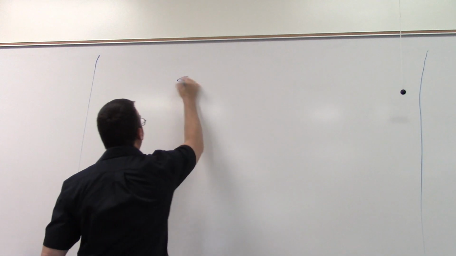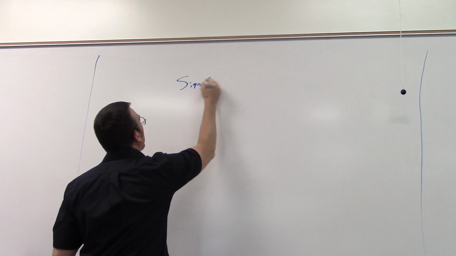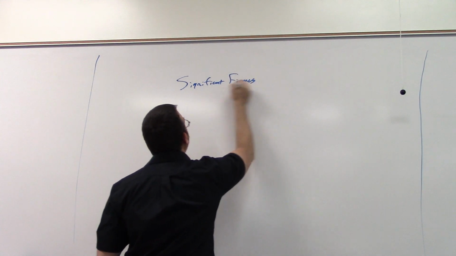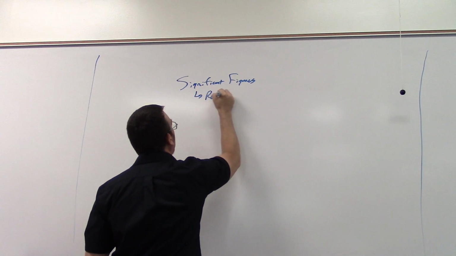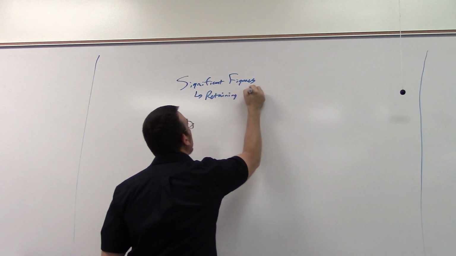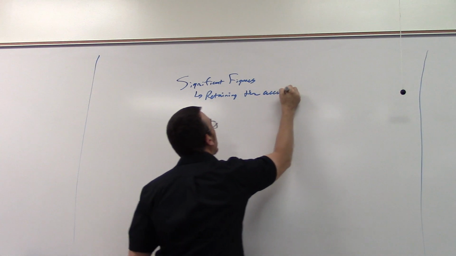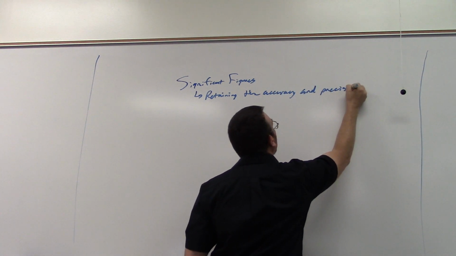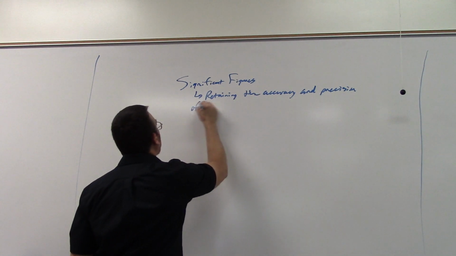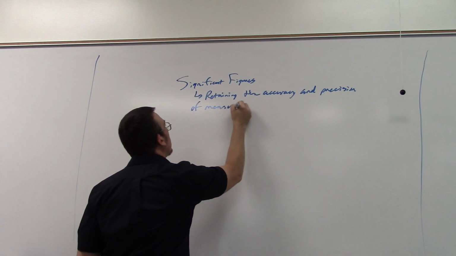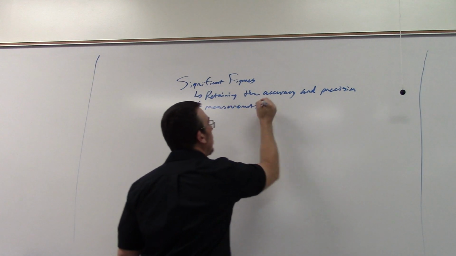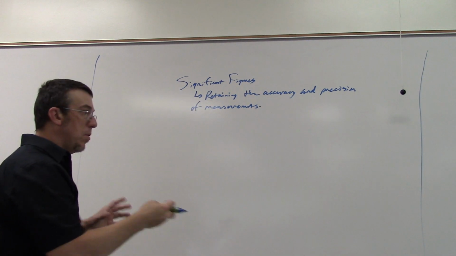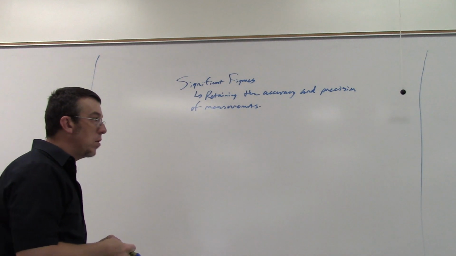So when we talk about significant figures, all right, what it is, is retaining the accuracy and precision of measurements that are made during the lab, during an experiment. And so there are several rules that we're going to pay attention to.